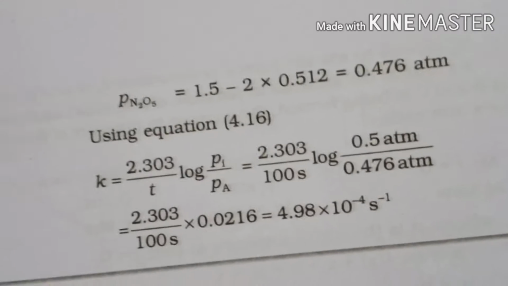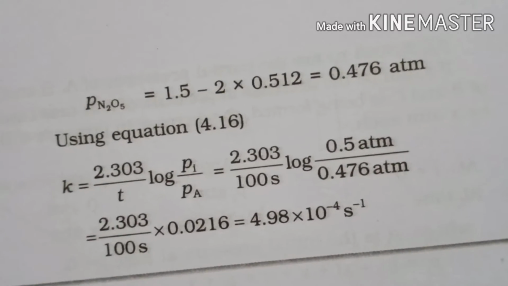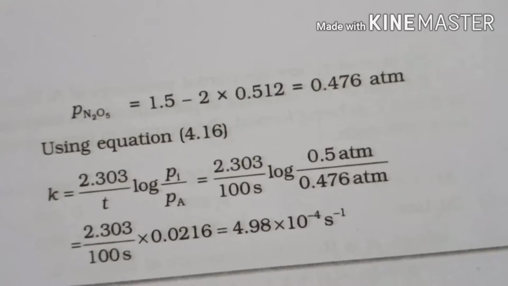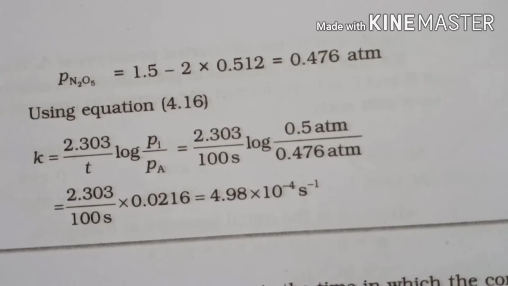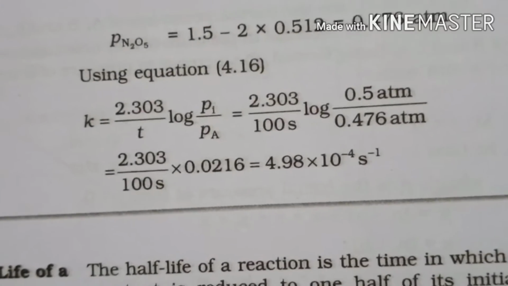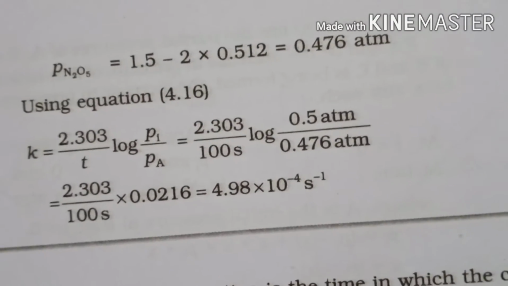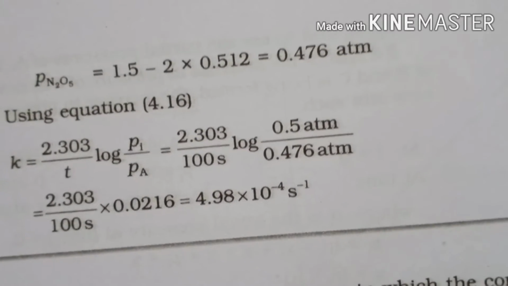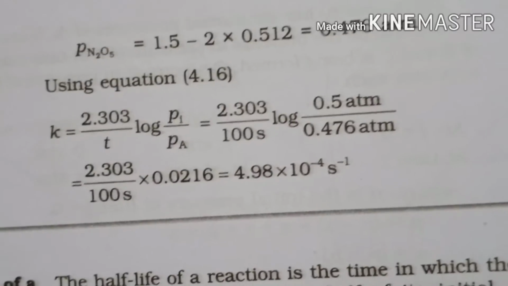PT divided by PA. So substitute the value: 2.303 at 100 seconds, means 100, log of 0.5 divided by 0.476. So taking the log of this one, you will get 2.303 by 100 into 0.0216. This is equal to 4.98 into 10 to the power minus 4 second inverse. This is what about the curve.